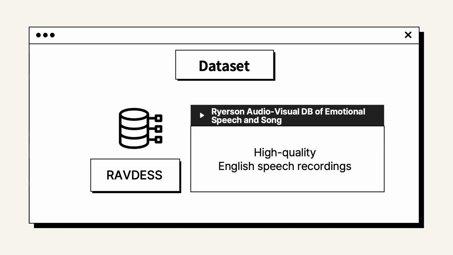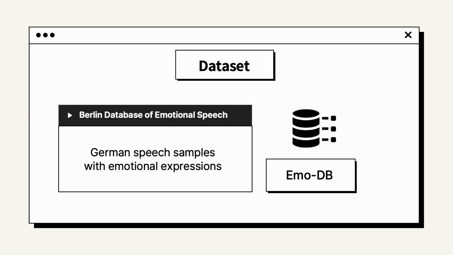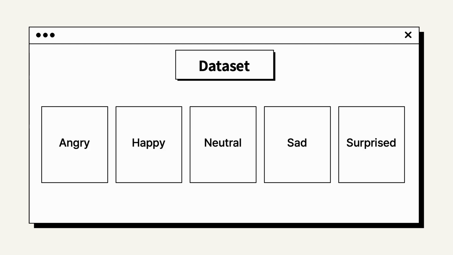The two main sources we used were RevDes, which contains high-quality English emotional speech recordings. The second one was EmoDB, which includes German speech samples with various emotional expressions. From these datasets, we selected a subset of 5 target emotions: angry, happy, neutral, sad, and surprised. We also combined datasets across languages to enhance the diversity and robustness of our model.